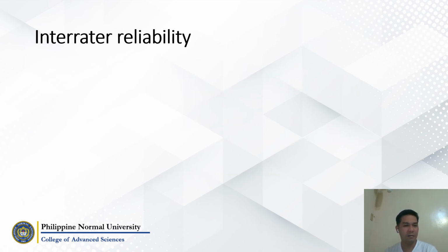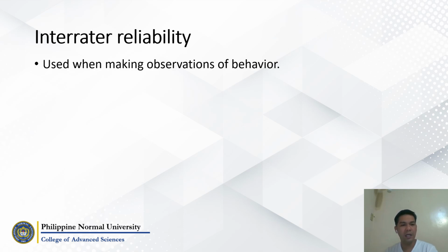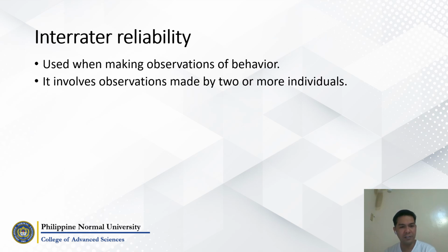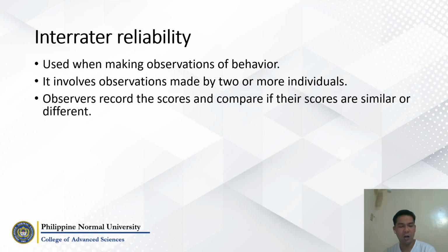Sometimes you also employ the inter-rater reliability. When we talk about inter-rater reliability, it is used when making observations of behavior. It involves observations made by two or more individuals. Observers record the scores and compare if their scores are similar or different. So ito naman ay somehow qualitative or sometimes subjective because the rater could have different interpretations of a certain item or on how they rate.